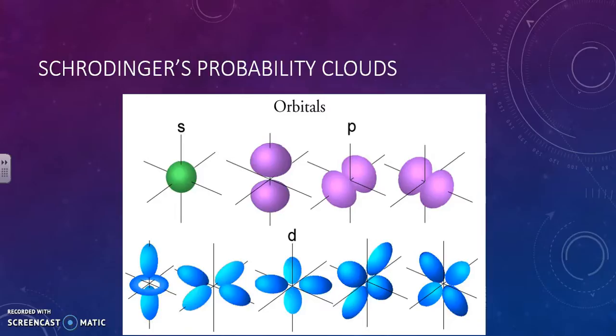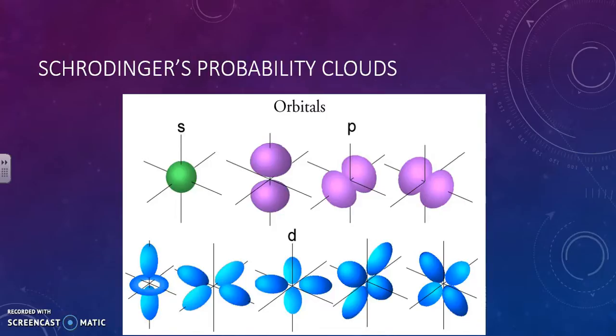So one big balloon, he calls the S shape. Then there are 3 very similar shapes shown here in purple that are basically like 2 balloons connected. And in the X, Y, Z coordinate system, they would line up with the X-axis, the Y-axis, and the Z-axis. And then the D-shape system, there are 5 separate shapes altogether, and they look even weirder.